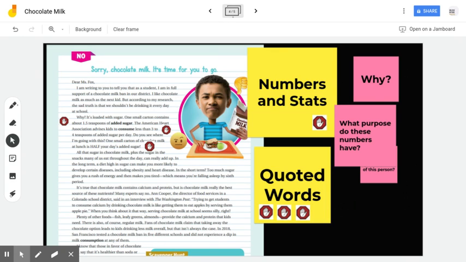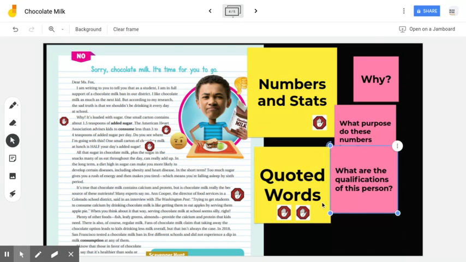Many experts say no. Ann Cooper, the director of food services in a Colorado school district, said in an interview with the Washington Post, trying to get students to consume calcium by drinking chocolate milk is like getting them to eat apples by serving them apple pie. I'm going to stop. Did you notice something? Those were quoted words. So I'm going to stop right there. I'm going to ask this question. What are the qualifications of this person?